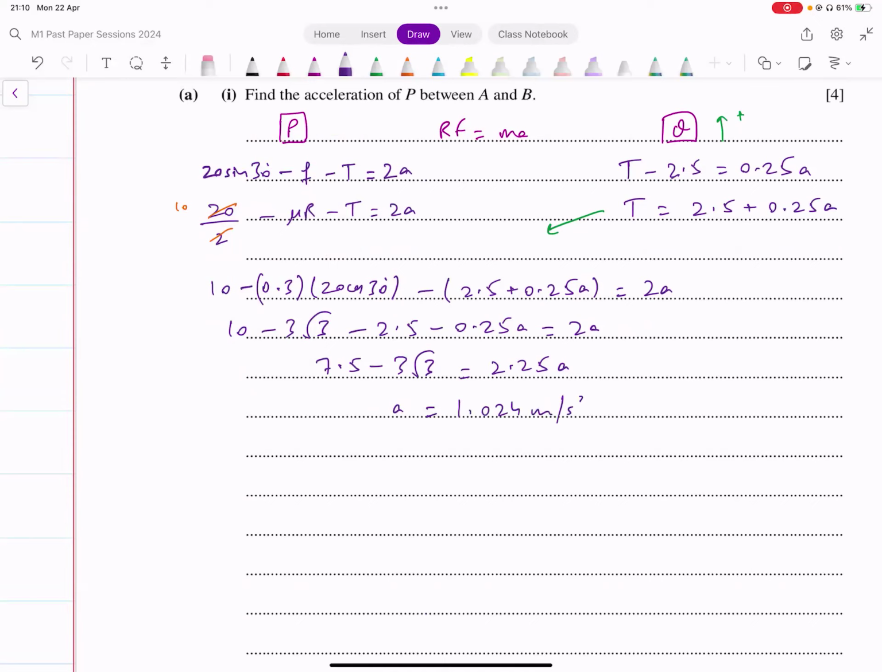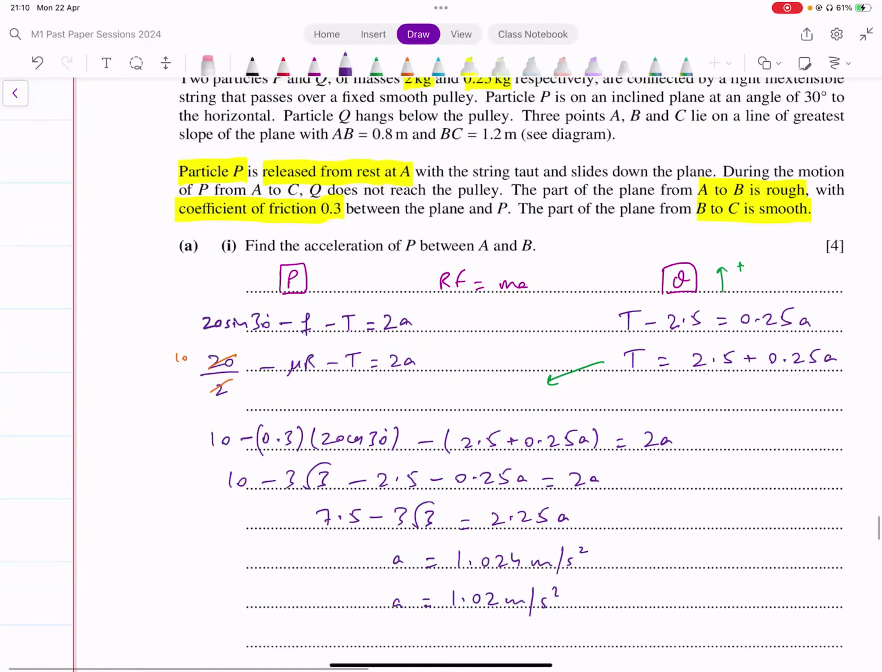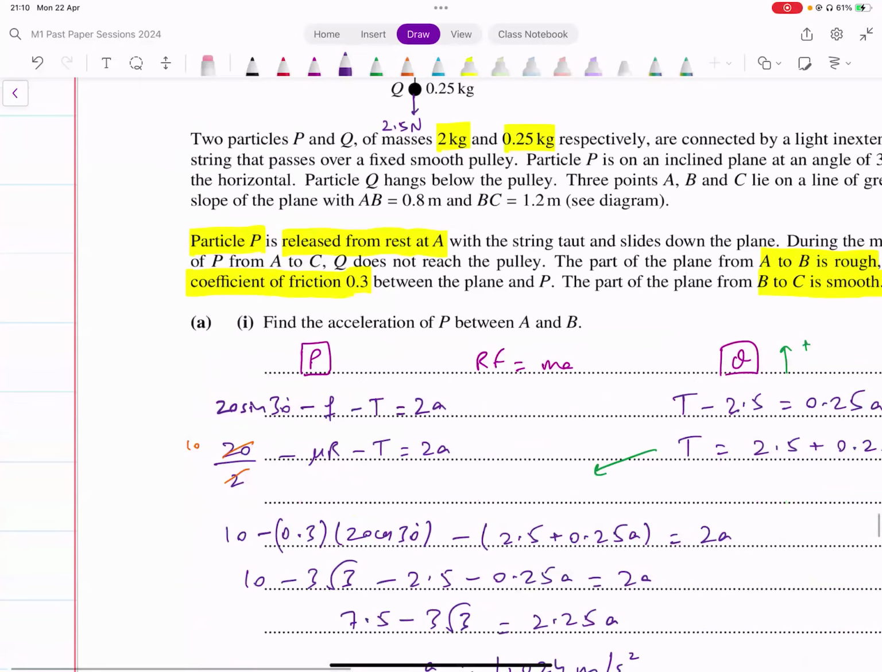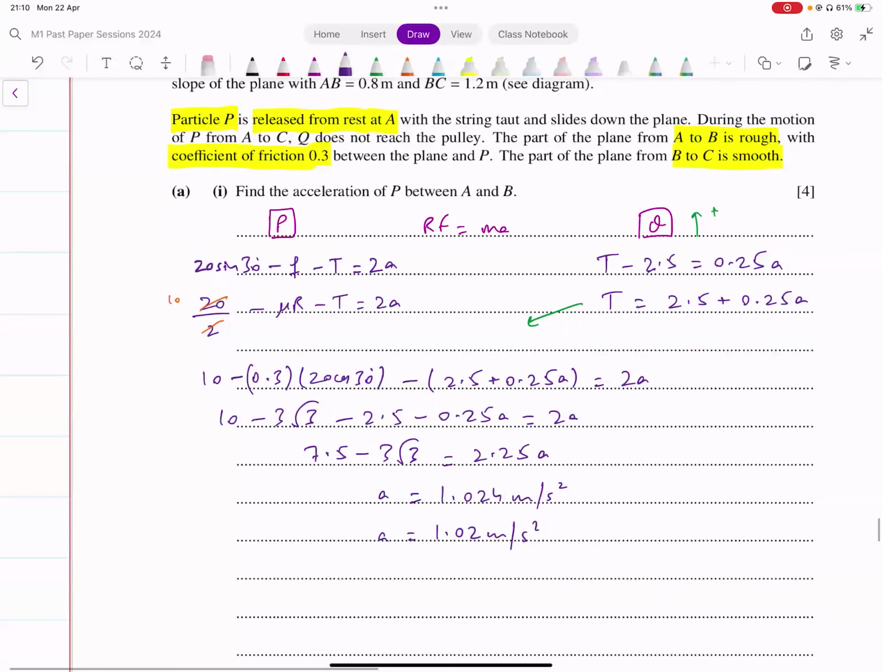If you want to round it off, that will be 1.02. And that's your final answer. Is that okay? That's the acceleration that we were looking for. We just applied Newton's second law of motion on both the objects one by one, and that's what we got from that. Okay? That's a standard application of Newton's second law of motion.